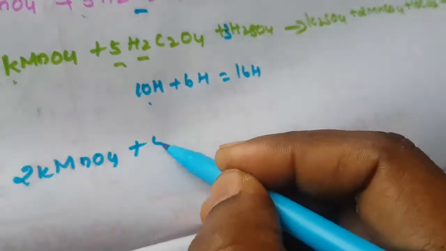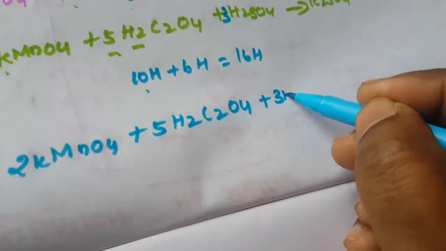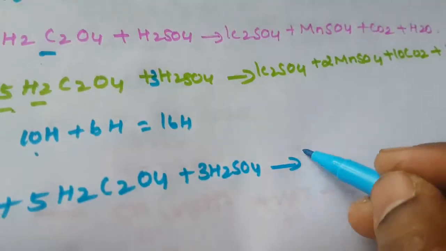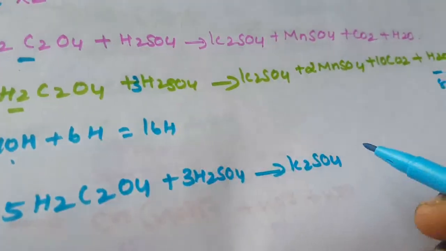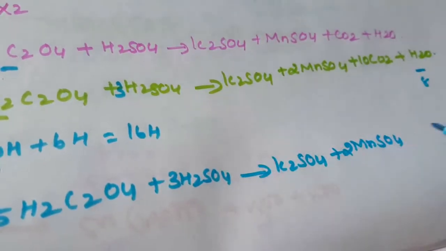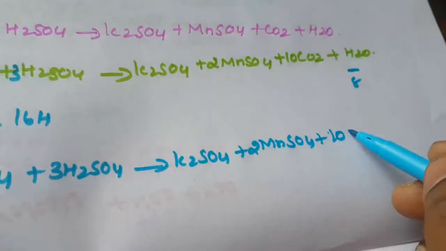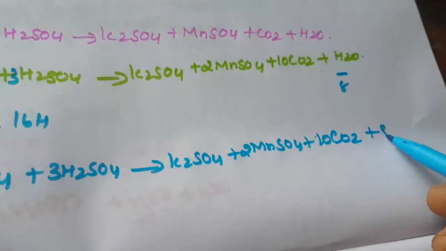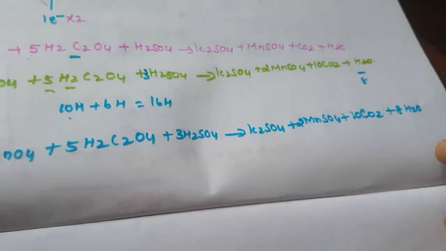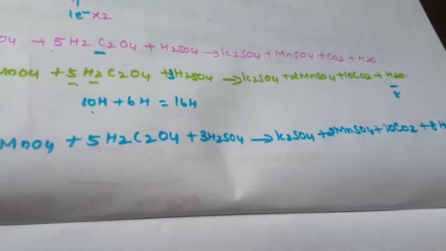So now next step is 2KMnO4 plus 5H2C2O4 plus 3H2SO4, then K2SO4 plus 2MnSO4 plus 10 CO2 plus 8 H2O. Okay, so this is the well balanced. This is the another equation. Okay, so this is the another one.